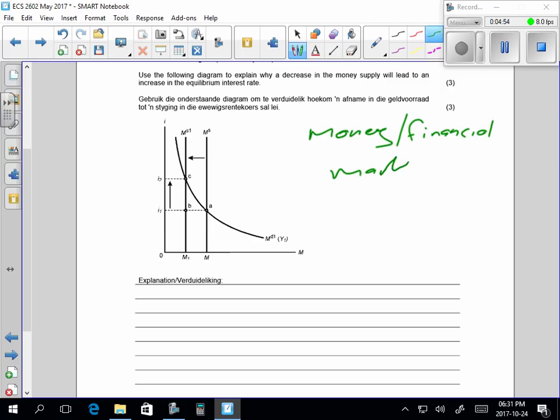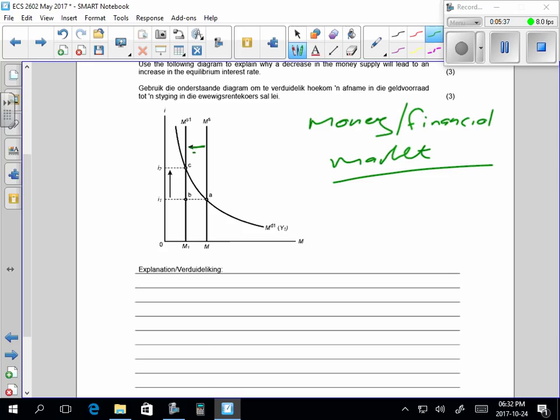Now in this case, they've actually given you the graph, but they might not give you the graph. So they might have just given you the question, use the following space provided below to draw a graph to show how a decrease in the money supply will lead to an increase in the interest rate. You need to know that you need to draw your money market when they ask you that question. So change in government expenditure, taxation, investment, autonomous consumption, induced consumption, all of that, you would draw your goods market model, the previous graph. Money supply, money demand, you'll draw your financial market, this graph.